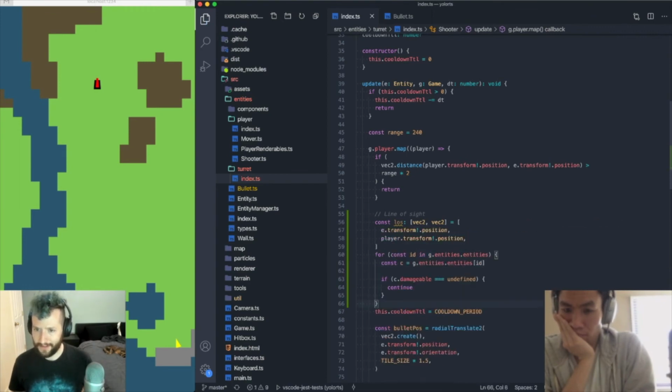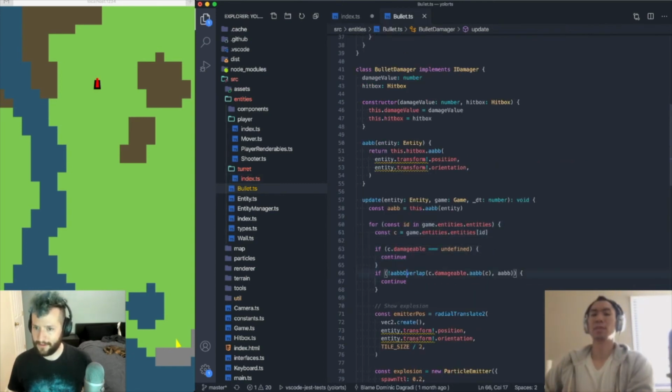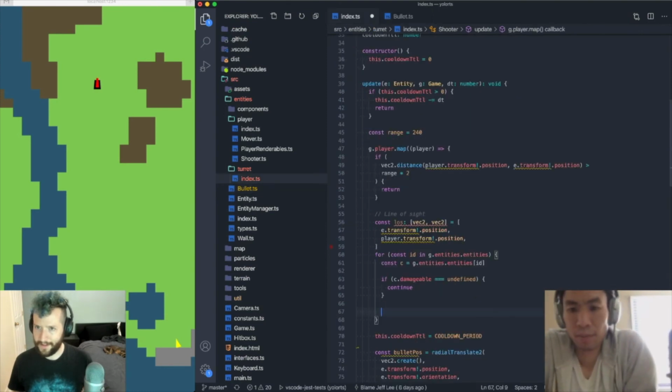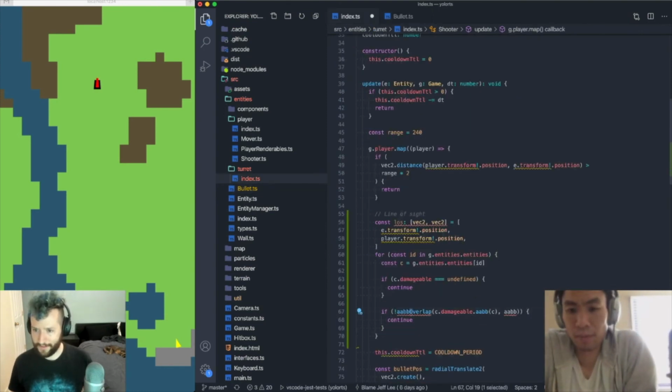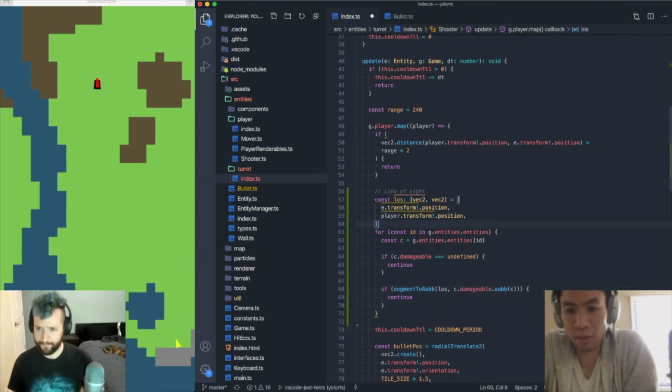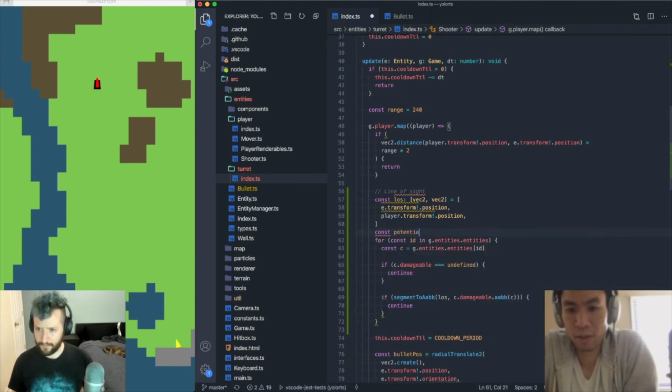There we go. So let's see, if it's no damage, don't worry about it. And then instead of AABB overlap, we're going to do if segment to AABB, line of sight, the damageable's AABB. Ooh, that's sick. So if this is true, we're going to stick it into a list. Yep, okay.